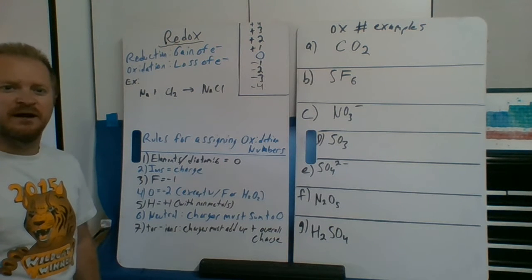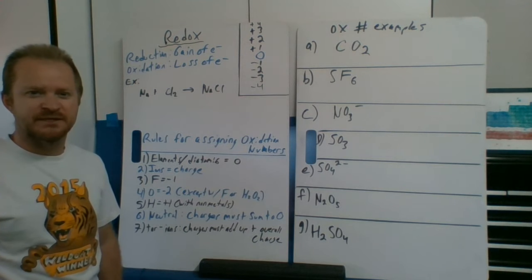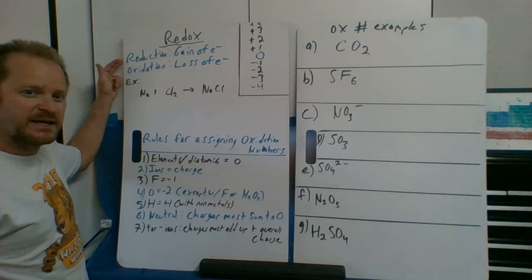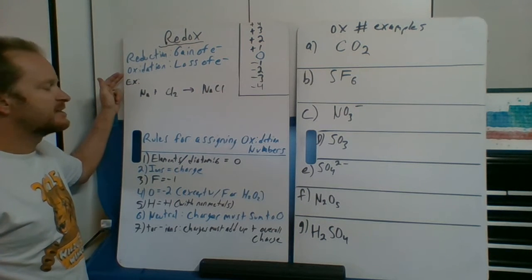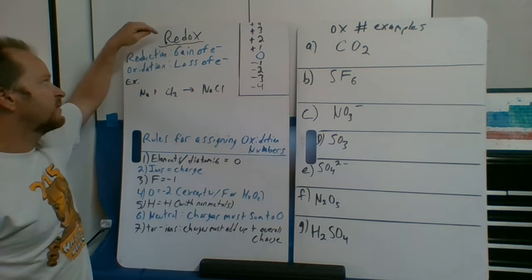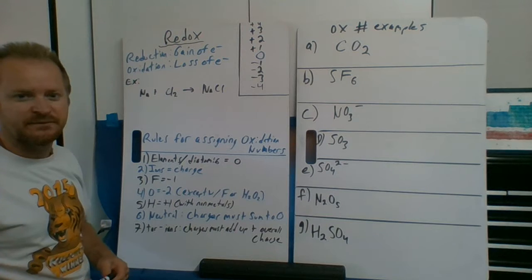Hey everyone, we're going to talk about redox today. We're going to talk about assigning oxidation numbers in particular. So, redox. Reduction is the gain of an electron. Oxidation is the loss of an electron. So when you put the words together, you have redox. You typically hear that, and you just say redox.